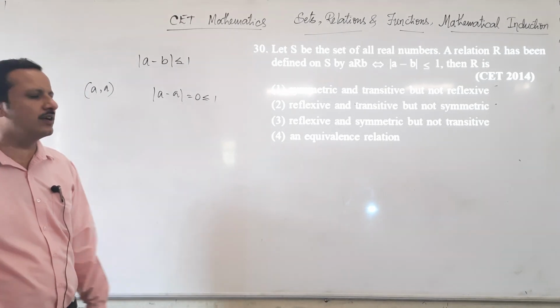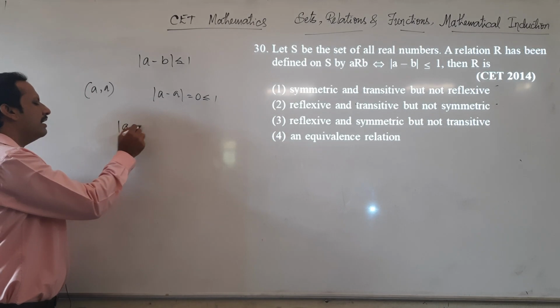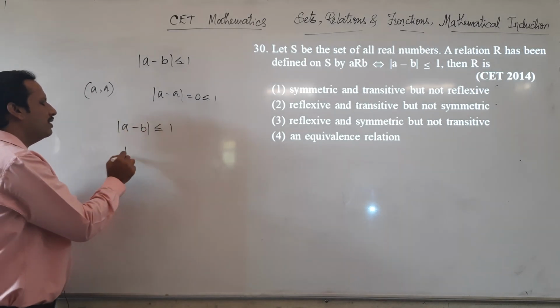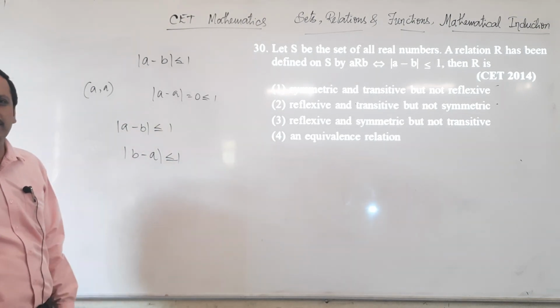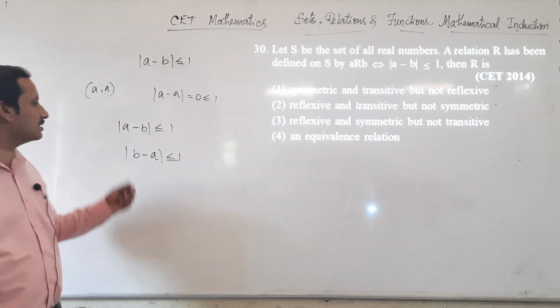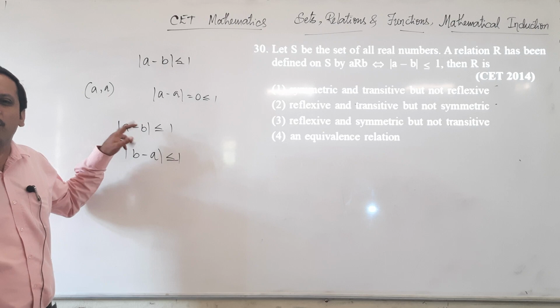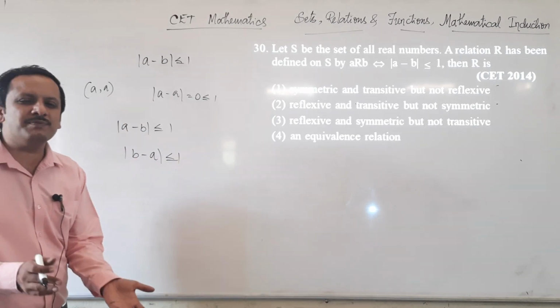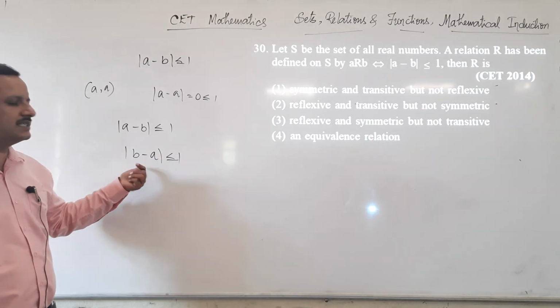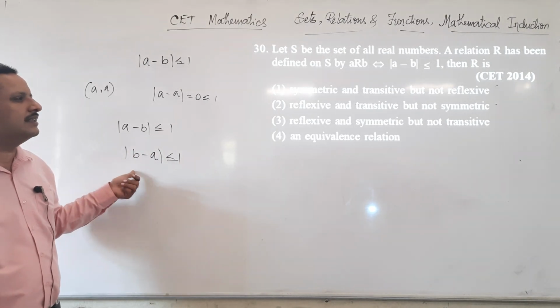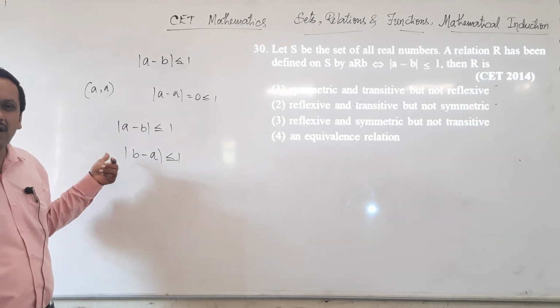Then is it symmetric or not? If mod A minus B is less than or equal to 1, can I say mod B minus A is also less than or equal to 1? Yes, obviously, because these two are one and the same. Since you have modulus here, modulus of A minus B is same as the modulus of B minus A. If this is less than or equal to 1, this is also less than or equal to 1. Therefore, it is symmetric also.